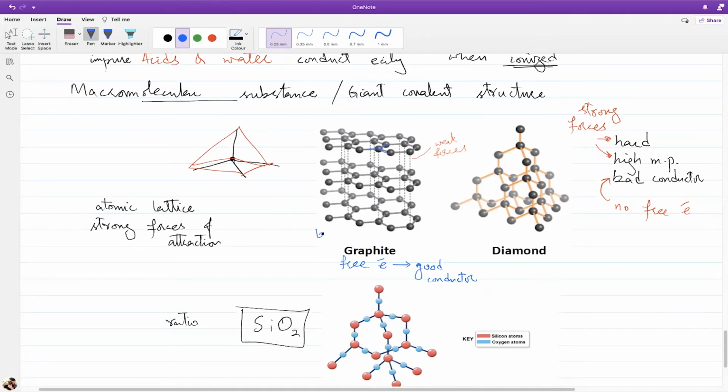Similarly, these are layers. If you remember from metallic bonding, we saw that layers make things soft. Layers can slide over each other. Sir, I don't really get why graphite would conduct electrical charge.